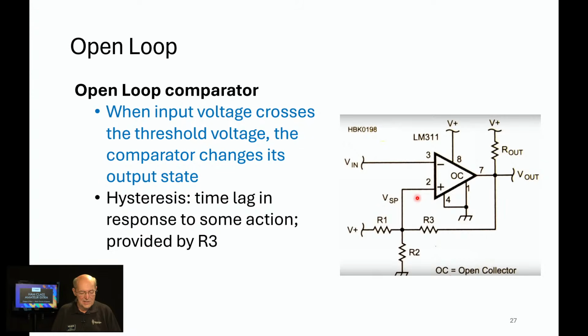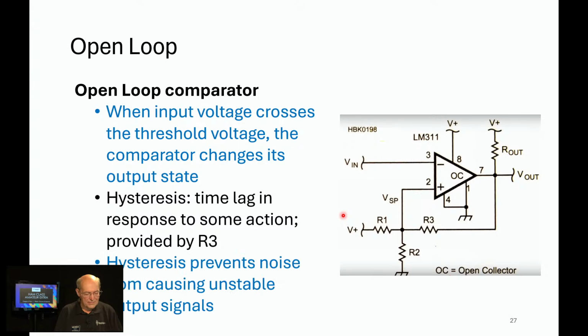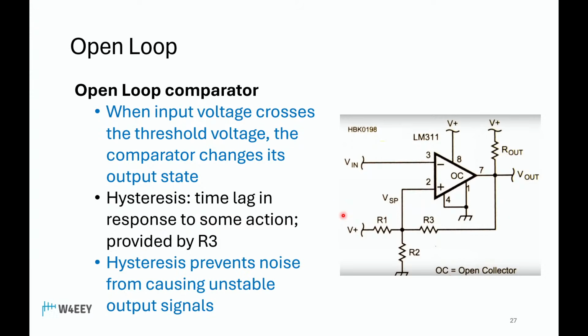Well, what that means is there's now a bigger difference that has to occur before this switches again. So before, if this was at 6.1, now it doesn't need to be that much. So this is the resistor that tends to pull that output low, and it changes the relationship between these two. So why would we want that? Well, hysteresis prevents noise from causing unstable output signals.